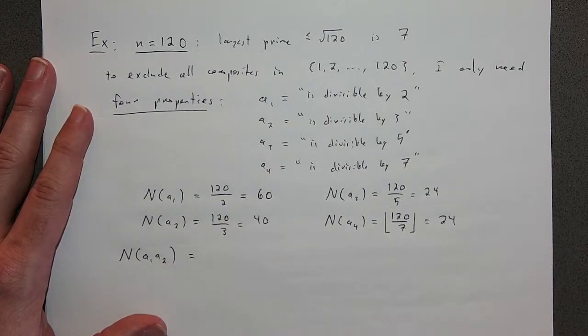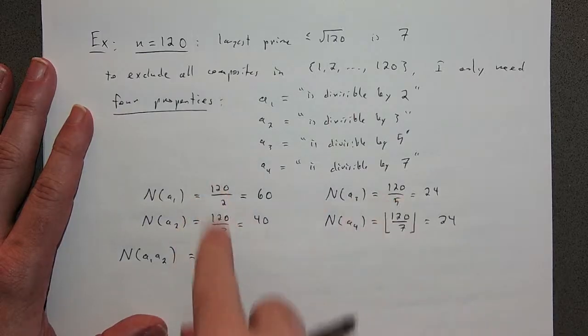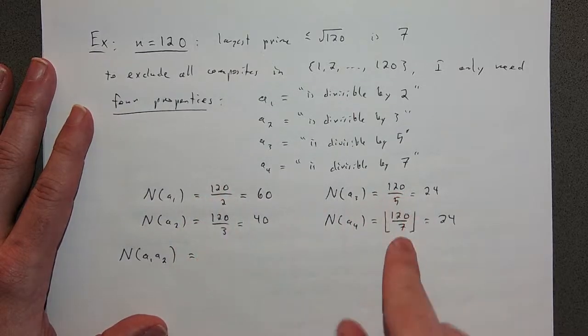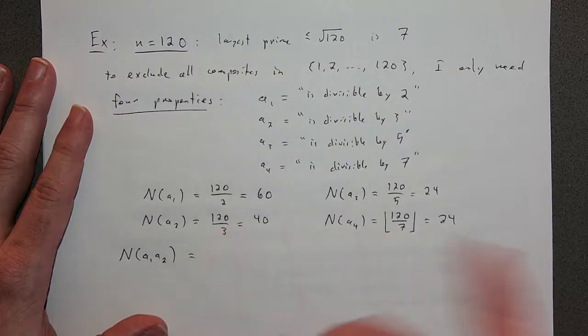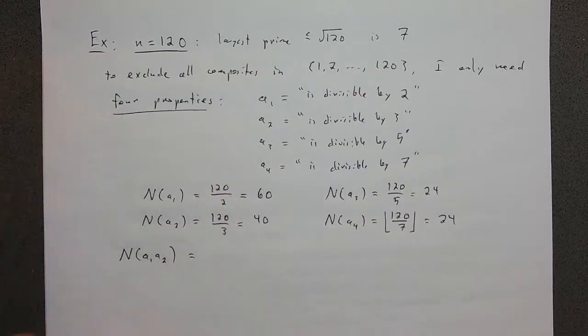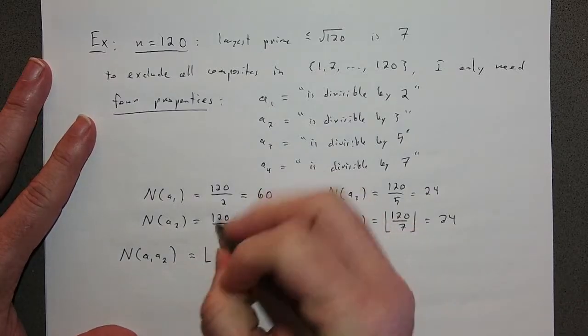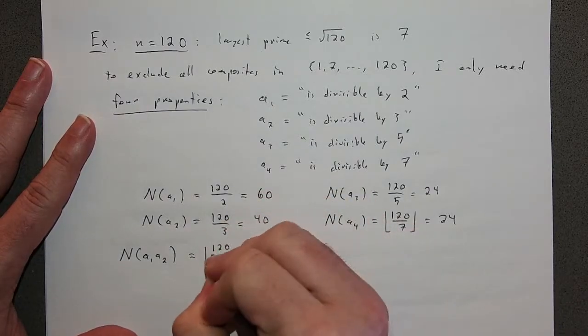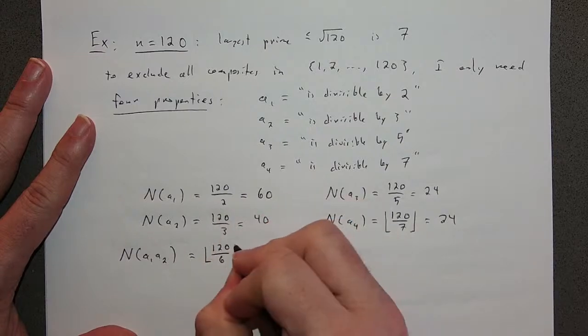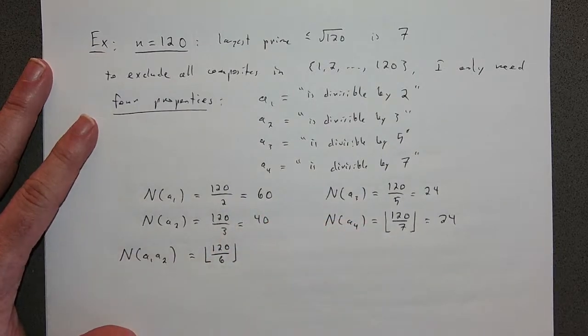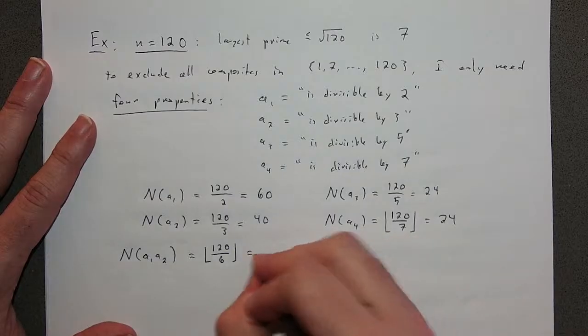Well, we could always just slap this floor function on them, because we were able to see that these were all divisible by 2, 3, and 5 here. So when we got to 7, we weren't. But if you just want to be safe going forward, so that you don't have to think about whether or not this thing is an integer, you could always just slap the floor of the quantity on here. So here, this would be 120 over 2 times 3. This is 120 over 6, which of course is 20.